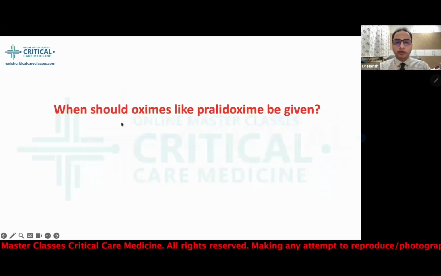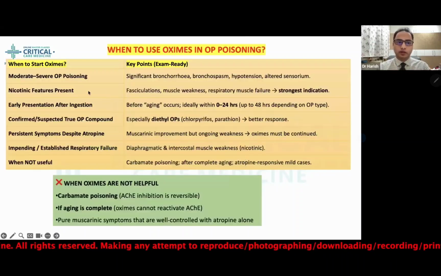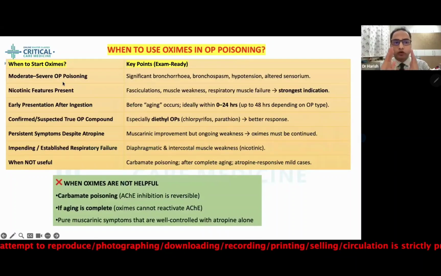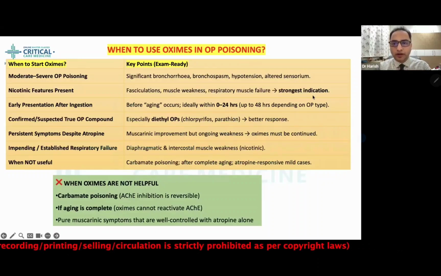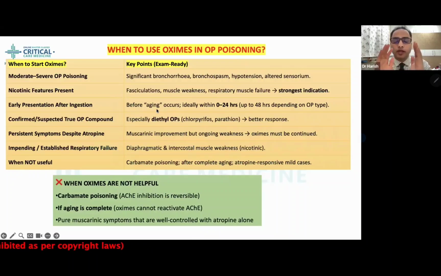So when should oximes be given, like pralidoxime or obidoxime? What are the indications for the oximes? So, when to give? Moderate to severe OP poisoning. Nicotinic features present, like fasciculation, muscle weakness, respiratory muscle failure. That is the strongest indication for giving oximes. Early presentation after ingestion, before aging occurs, ideally within 24 hours, up to 48 hours depending upon the type of the OP. But definitely within 24 hours is ideal.